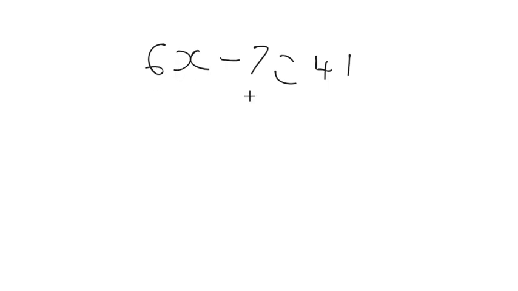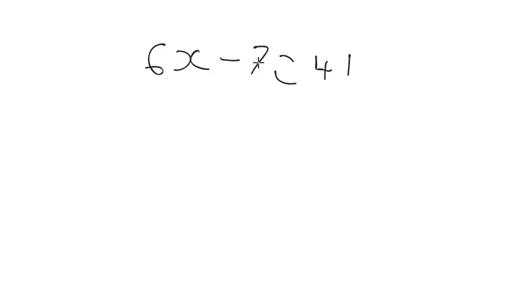Alright, so first of all, these are called terms. By that I mean the 6x, the minus 7 and the 41, those are terms. And what we can do with terms is move them around and manipulate them pretty much in any way we want. It's weird. We could double it all if we wanted to. It wouldn't help, but if you wanted to, you could.